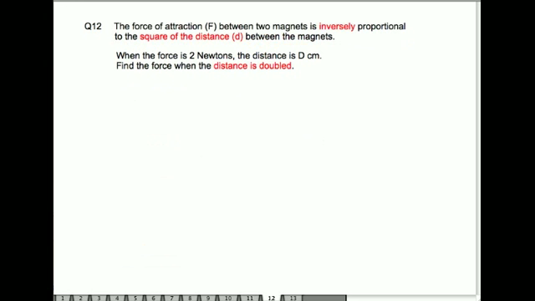In question 12, we have another sum on proportion, this time inverse proportion. The force is inversely proportional to the square of the distance. This is interpreted as F equals K over the square of the distance, which is D squared. K is a constant.